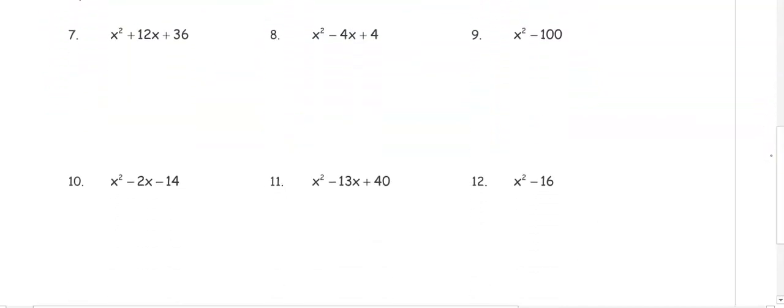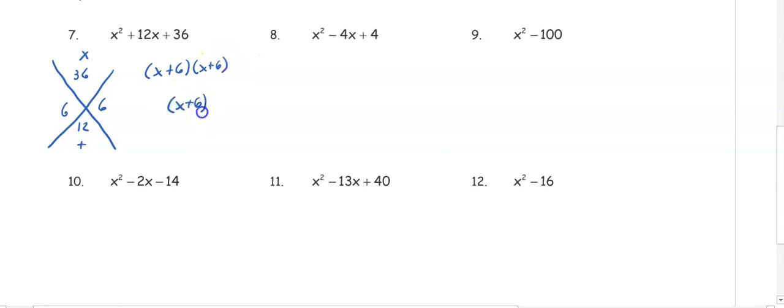Number 7, x squared plus 12x plus 36. So we want two numbers that multiply to 36 and add to 12. So we have 6 and 6. So we have x plus 6 times x plus 6. If it's the same quantity in the parenthesis, we can always write it as the parenthesis squared.